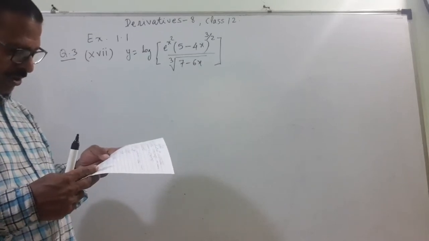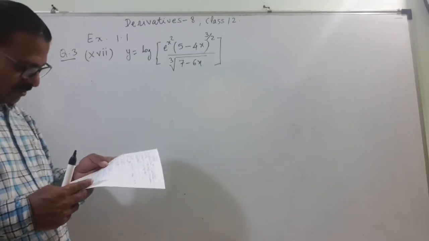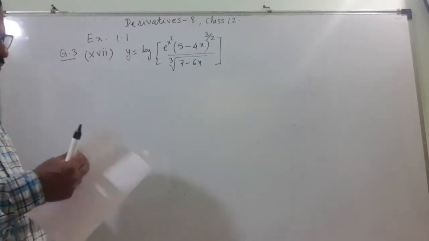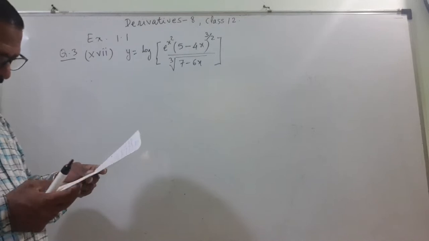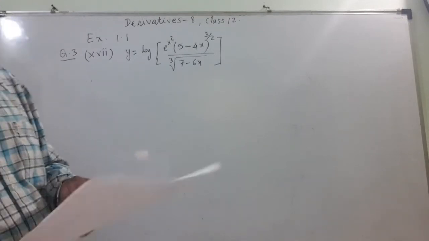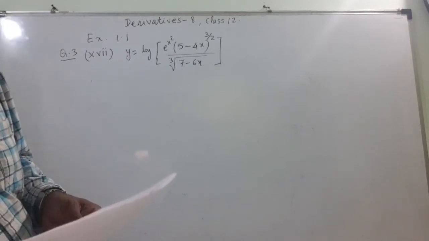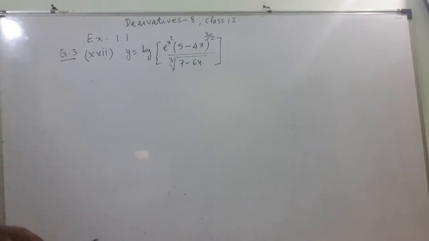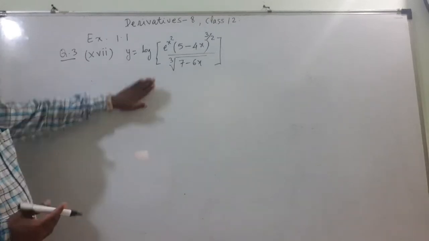We were doing some of the sums from question number 3. Now, the remaining one or two important sums are remaining. The last one I am going to take from question number 3, exercise 1.1. That is the 17th sum I have written over here.